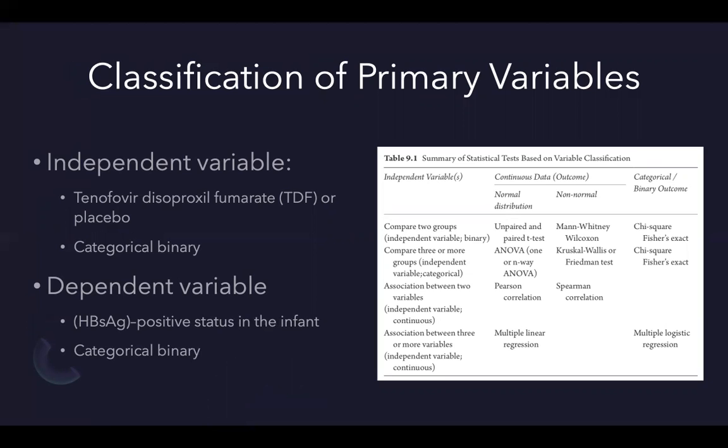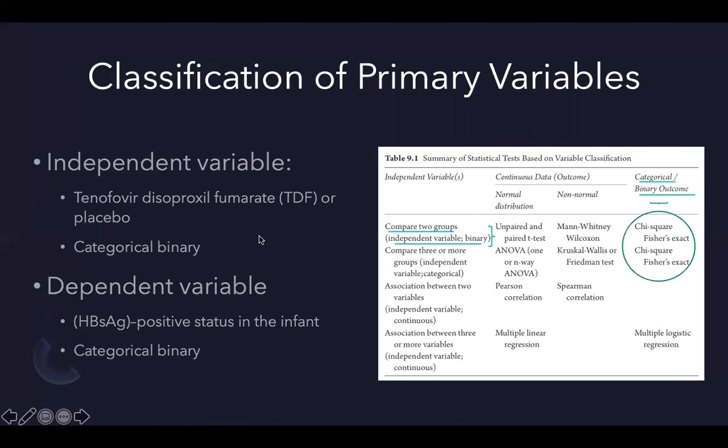Therefore, it's categorical binary. And the independent variable was the two groups, the interventions of tenofovir versus the placebo, which is also categorical binary because it's either intervention, treatment, or no. When we're looking at these variables, we have a binary categorical independent and a binary categorical dependent variable. Then we have the choice of using chi-square or a Fisher exact test.